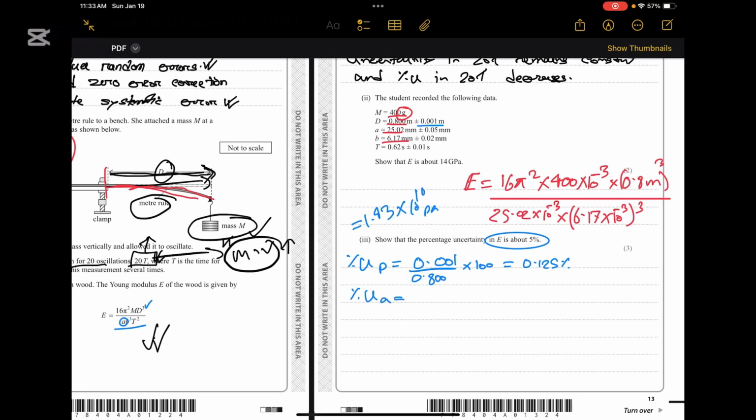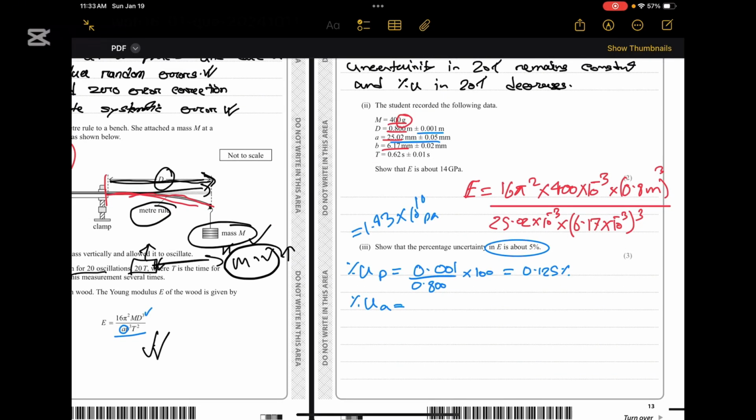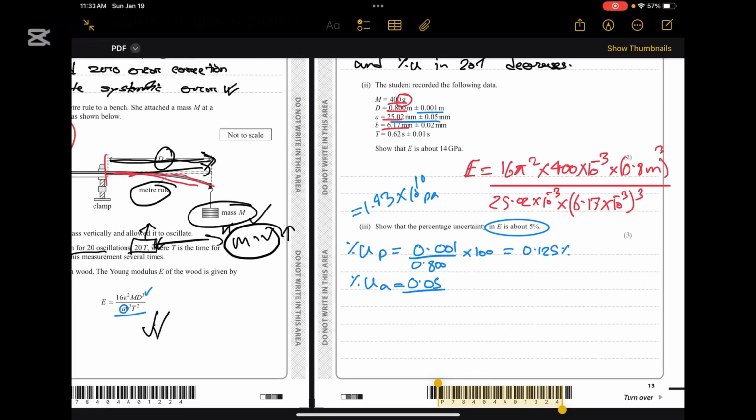Percentage uncertainty in A is equal to 0.05 divided by 25.02 into 100, so the value will be 0.200%. Now let's figure out the percentage uncertainty of B. Percentage uncertainty of small b is equal to 0.02 divided by 6.17 into 100. The value will come as 0.324%.